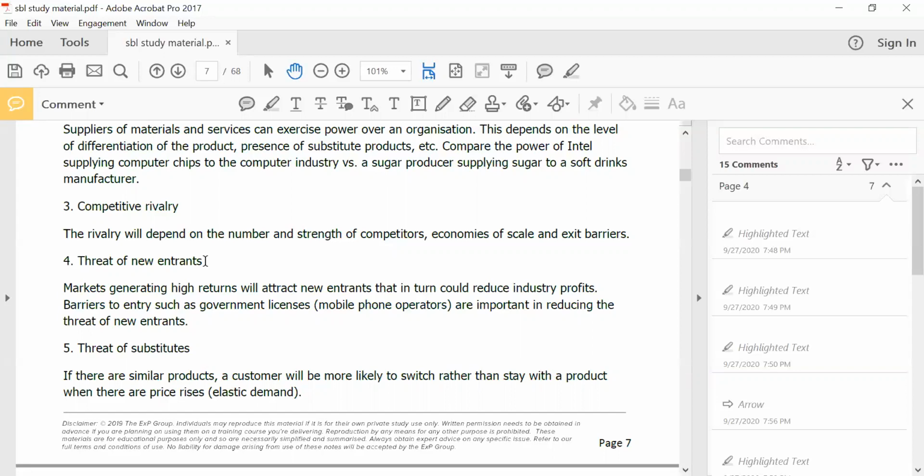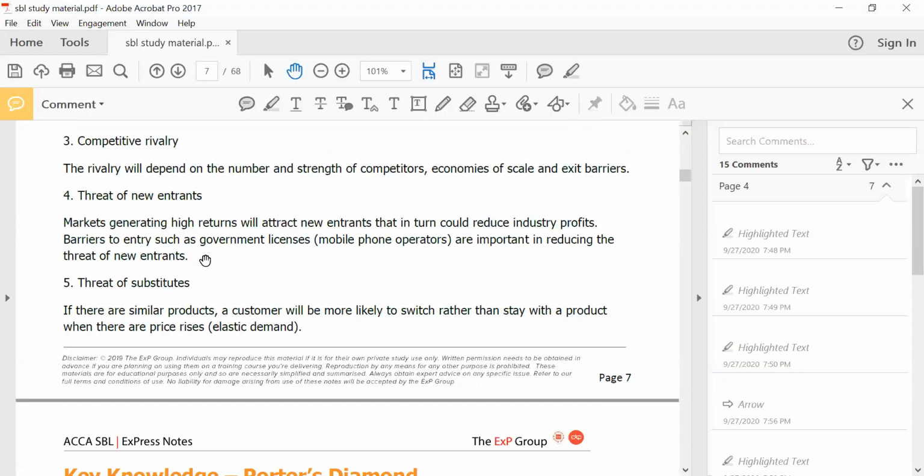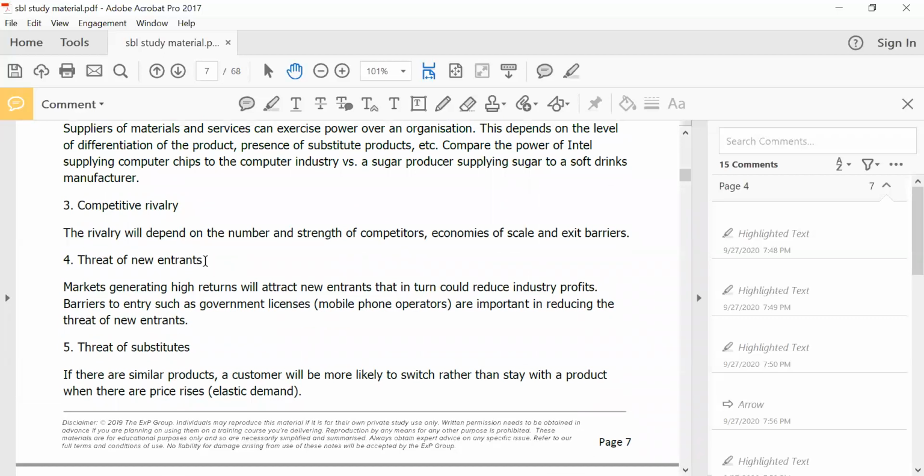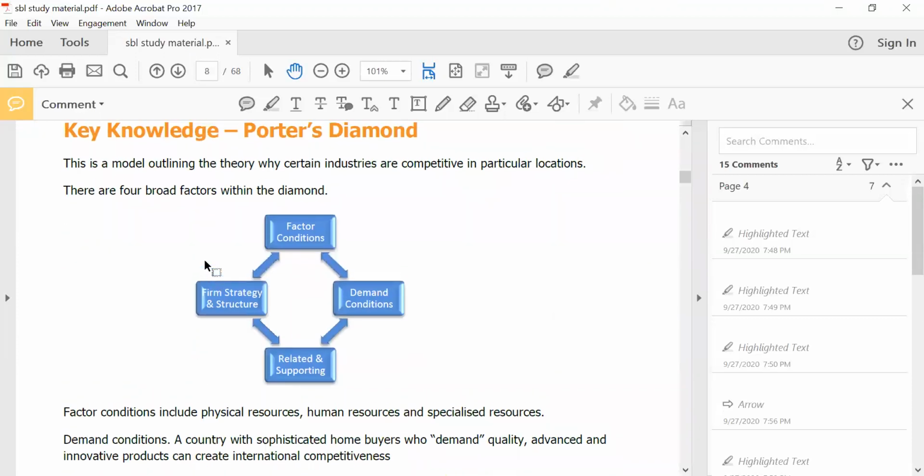And the last one, according to Michael Porter, based on his forces, is the threat of substitute. If there are similar products, a customer will be more likely to switch rather than stay with a product when the price rises. That is elastic demand: if there's even a slight increase in the price, you see customers shifting. So threats of new entrants and threats of substitute all tend to affect the overall revenue of the organization. And Michael Porter is telling us to look at it, right?